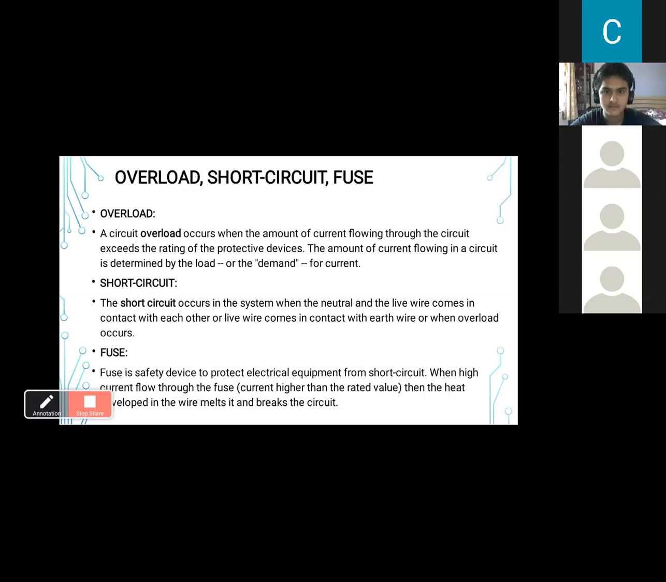On what factor does it depend that a device or an appliance is of high rating? For example, refrigerators and geysers require high power. If the resistance is high, they want high power. That means they want more current to be drawn.